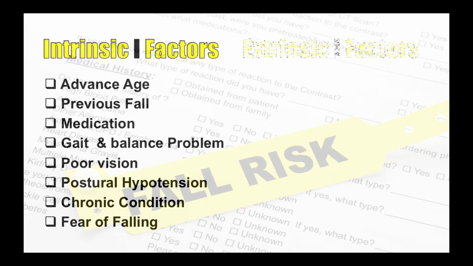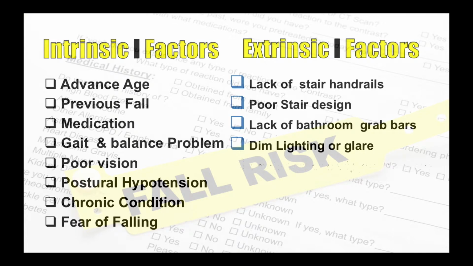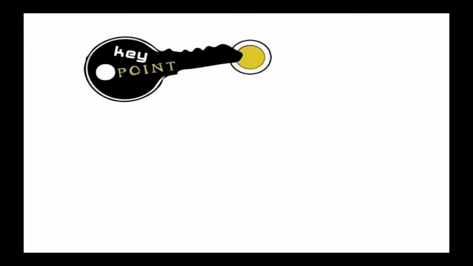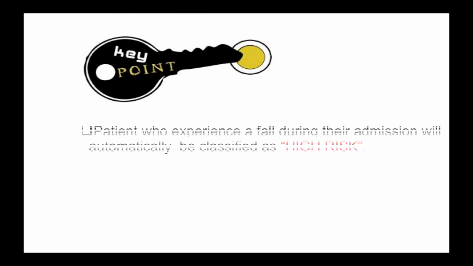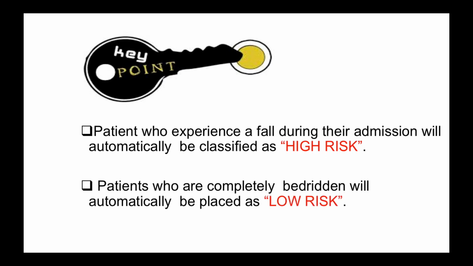And here are some examples of extrinsic factors. Always remember, extrinsic factors can be avoided in any hospital setting. Here are some key points to remember. Patients who experience a fall during their admission will automatically be classified as high risk, and patients who are completely bedridden will automatically be placed in low risk.